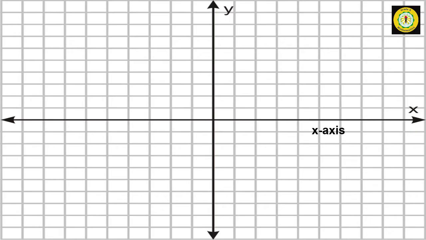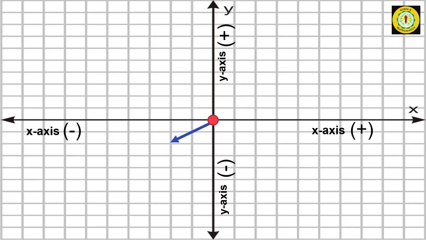Sa right side ni x-axis, lahat ng numbers na makikita natin dito is always positive. And sa left side naman is always negative. The vertical line is our y-axis. Sa taas ni y-axis, lahat ng numbers na makikita natin dito is always positive. And sa baba naman is always negative. So the point of intersection in this Cartesian plane is called origin, na may coordinates na 0 and 0.